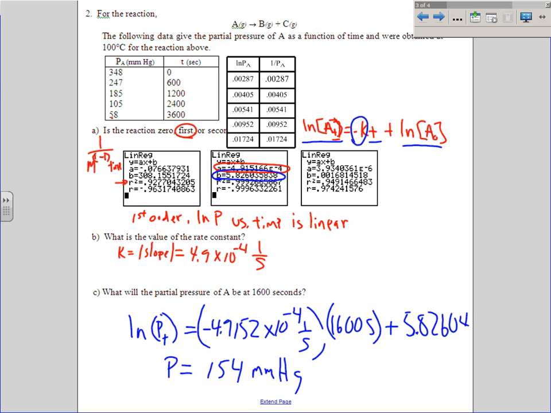Once again, it never hurts to double check. 1600, going to fall between those two. Does my pressure fall between those two? Yes, it does. So remember, when you do the calculation here, you're going to get the natural log of p. You have to take e to the natural log of p to solve for p. So that would be the second problem.